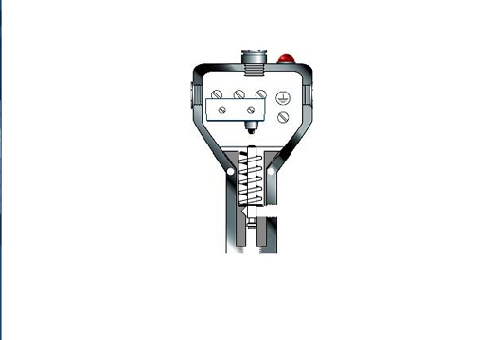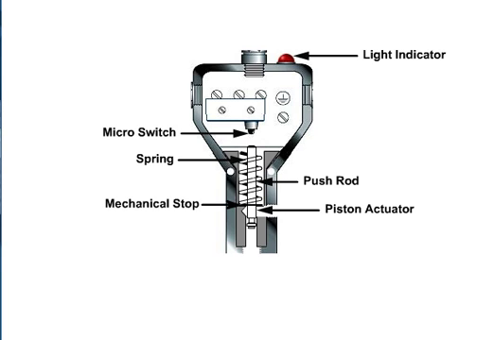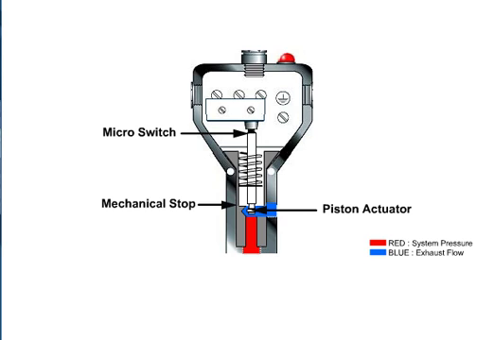In this learning lab, there are two types of pressure switches, the Bourdon tube switch and the piston switch, shown here. This pressure switch consists of a micro switch, a spring, a mechanical stop, a push rod, and a piston actuator. External lights are often used to indicate that the switch has been activated. When pressure builds in the system, it enters the device applying force to the piston actuator. This energy is transferred to the mechanical stop, compressing the spring, driving the push rod up until it activates the micro switch. Pressure switches are used to open or close an electrical circuit when a predetermined pressure has been reached.